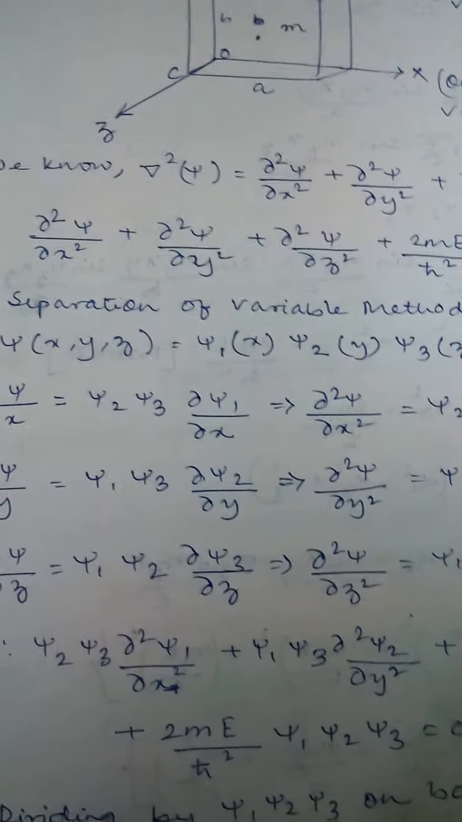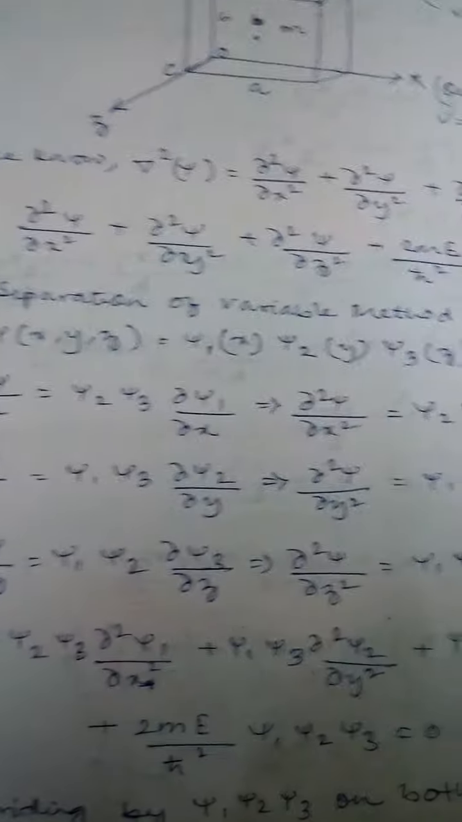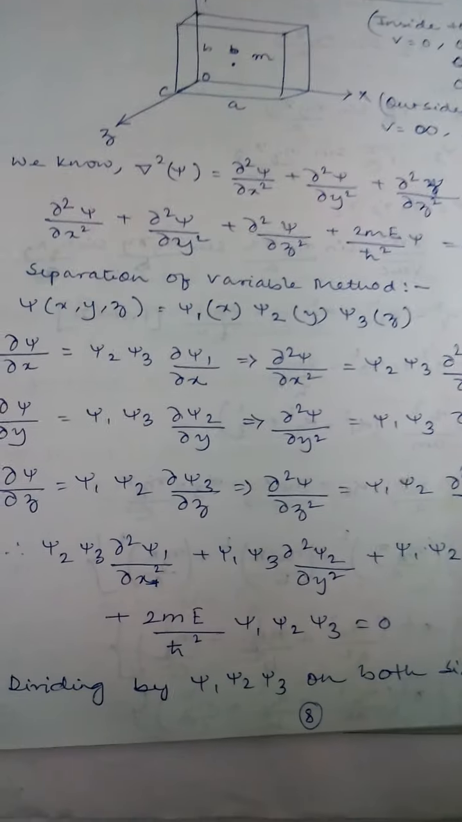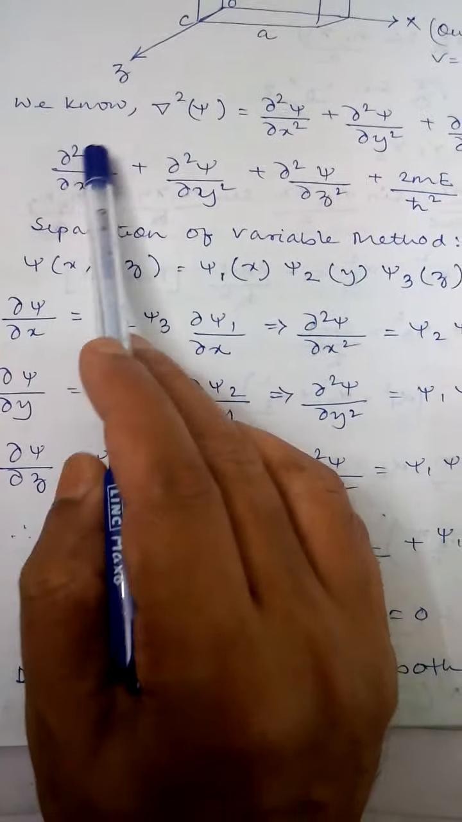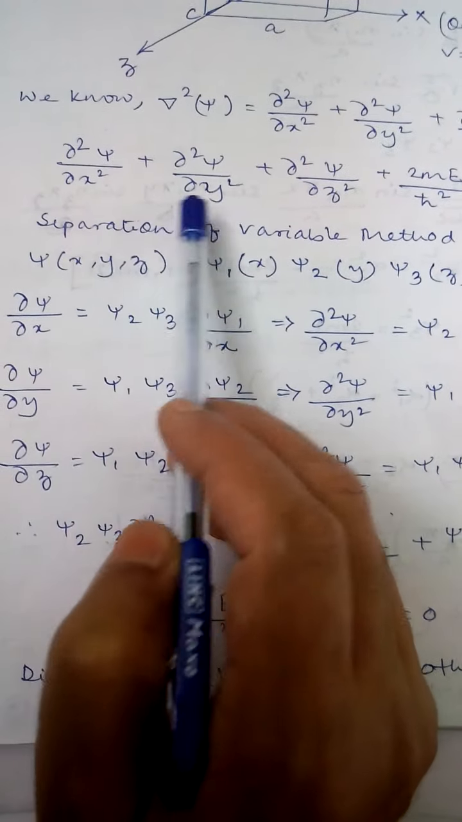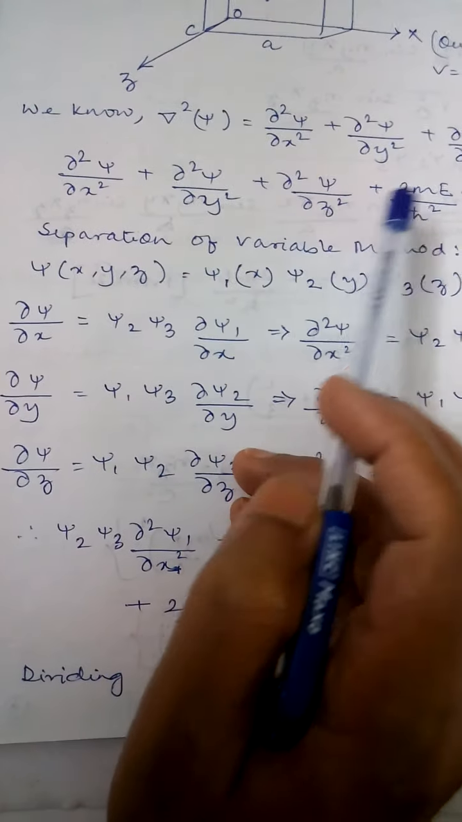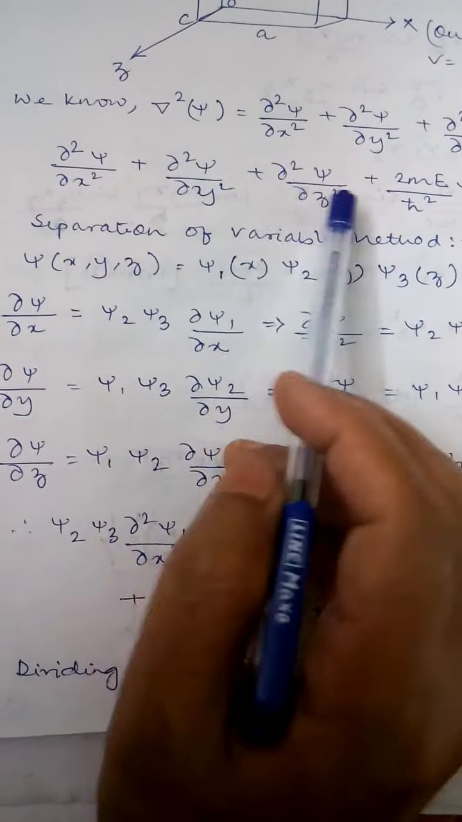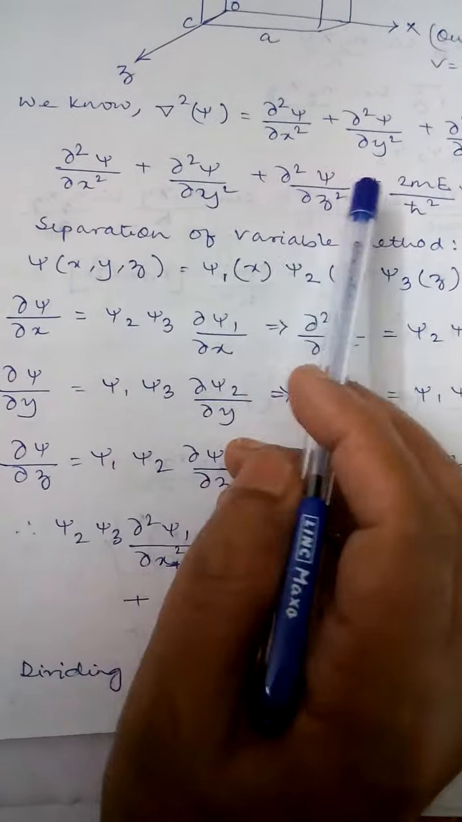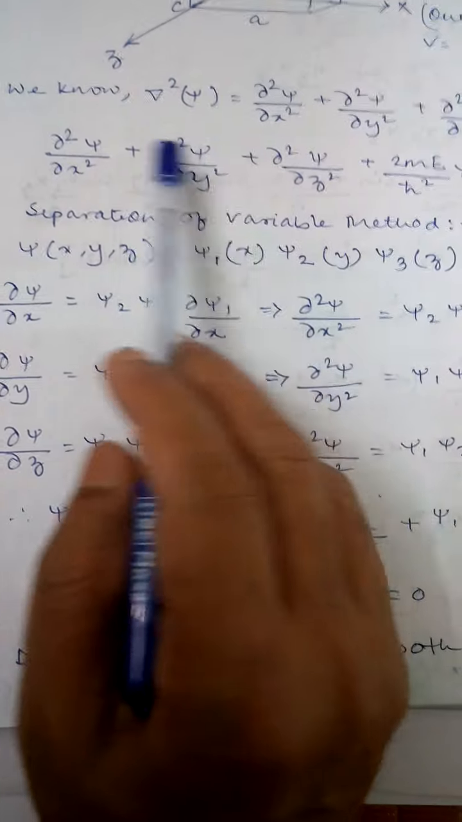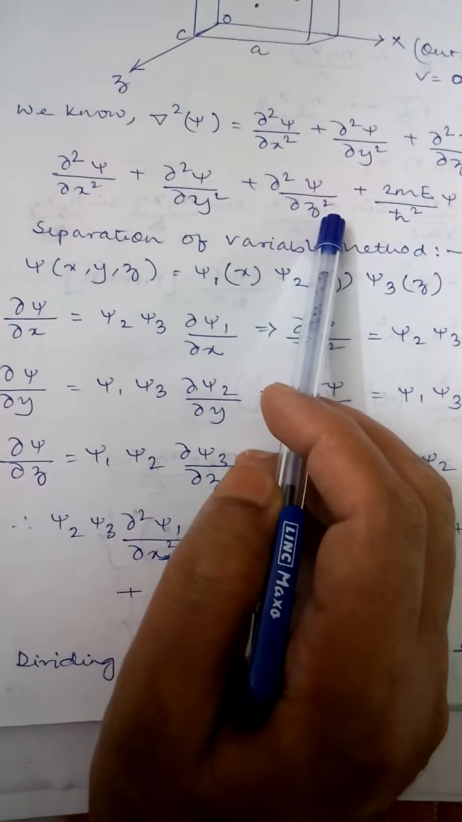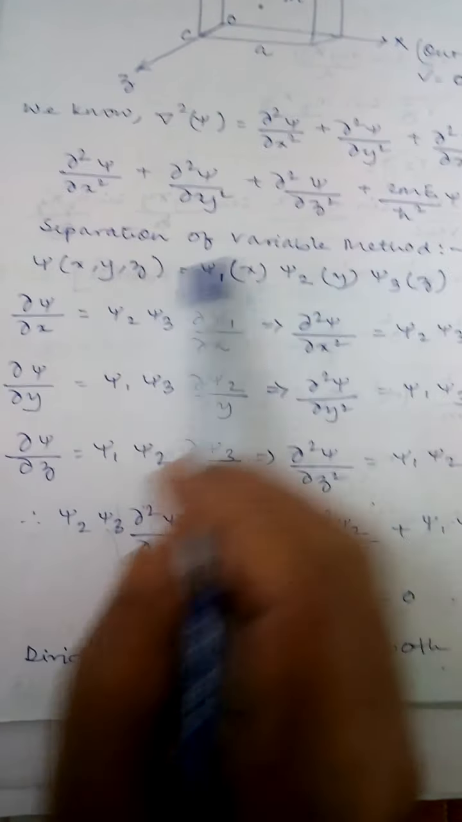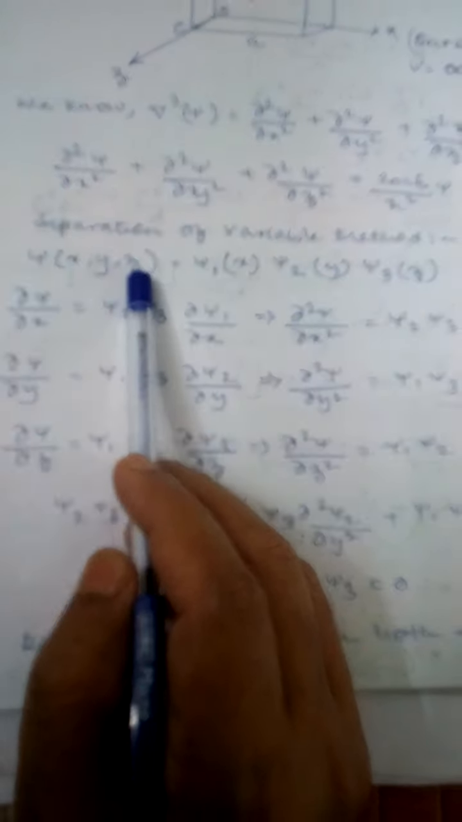Now what is the separation of variable method? The next question automatically comes, what is the separation of variable method? So here this psi wave function is a function of x, y, z and time t. For the time being we consider that t equals to 0. It is not a function of time, it is only a function of space variables, that is x, y and z for the present problem.